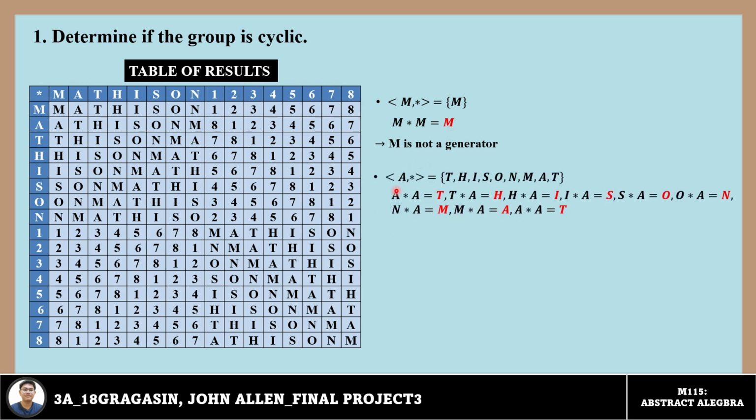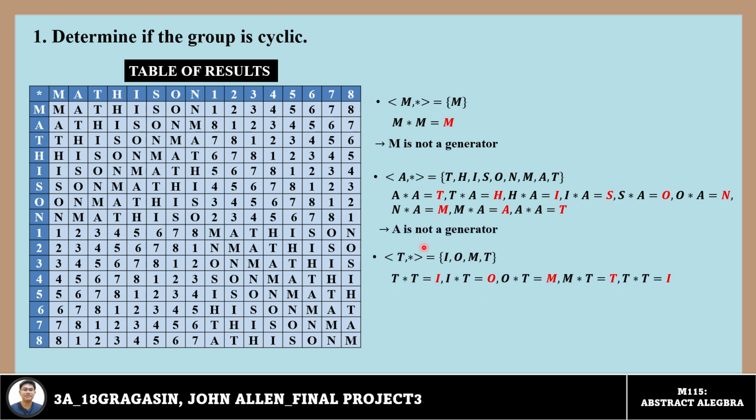Next, if we operate A to itself, we have A star A equals T, and then T star A, we have H, and then H star A, we have I, I star A is S, S star A is equal to O, O star A is equal to N, N star A is equal to M, and then M star A is equal to A, and then A star A is equal to T. As you can see here, it's just bringing back to the first one. The resulting elements are T, H, I, S, O, N, M, A. As you can see here, it doesn't generate the entire set G. Therefore, the element A is not a generator.